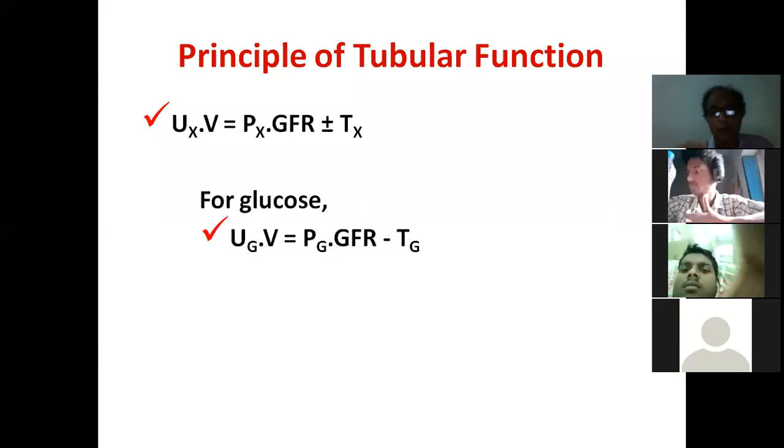Now, if we discuss glucose, we rewrite the equation in terms of glucose. For glucose it will be minus, because glucose is typically reabsorbed. So UGV is equal to PGGFR minus TG. That means the amount of glucose present in the urine per unit time is equal to the amount of glucose filtered per unit time minus the amount of glucose reabsorbed per unit time. This is the nephron equation with respect to the handling of glucose.